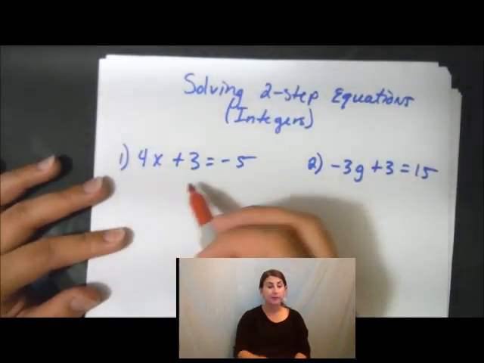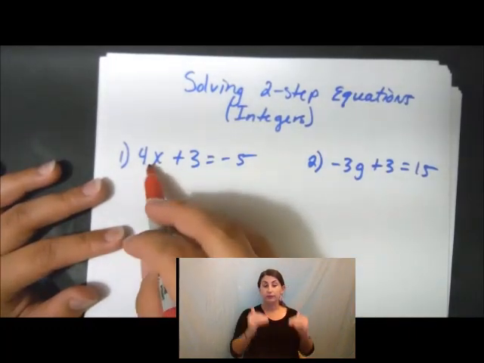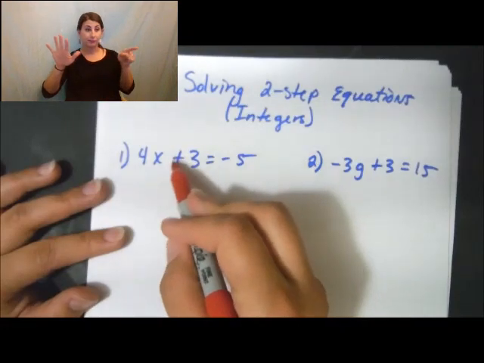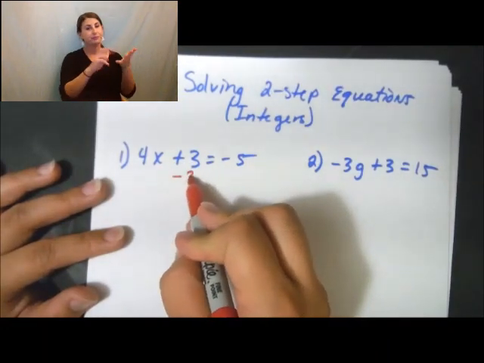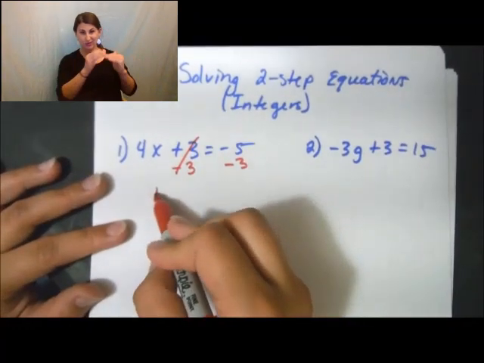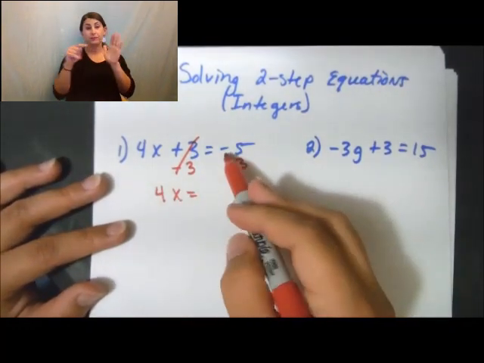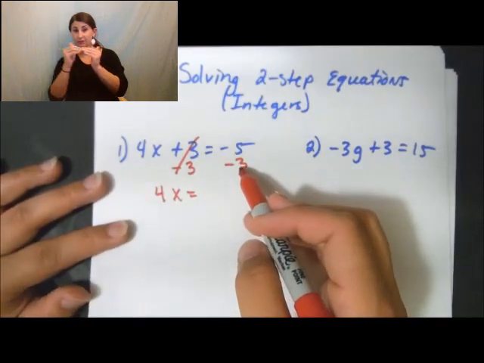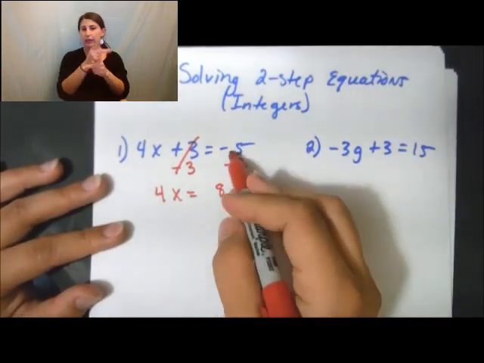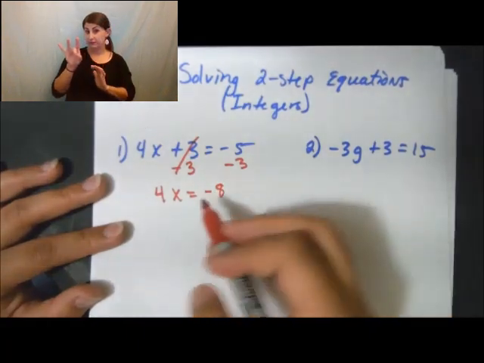All right, so I follow the same steps. This is 4x plus 3 equals negative 5. So this is what's being added or subtracted. So I'm going to minus 3 on both sides. Cancels to make 0. So I get 4x equals negative 5 minus 3. That's the same sign, add and keep. So 5 plus 3 is 8. Keep the sign, negative. Okay.